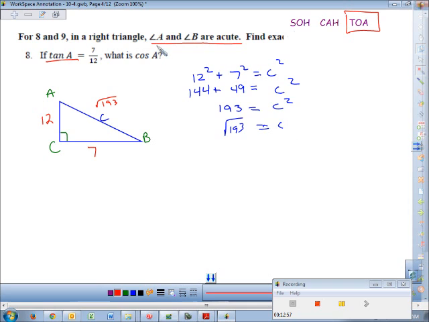So, what do they want? Cosine of A. Definition of cosine is what over what? Adjacent over hypotenuse. Which angle are we focusing our attention on, though? A, right? Adjacent is 12. Hypotenuse is?